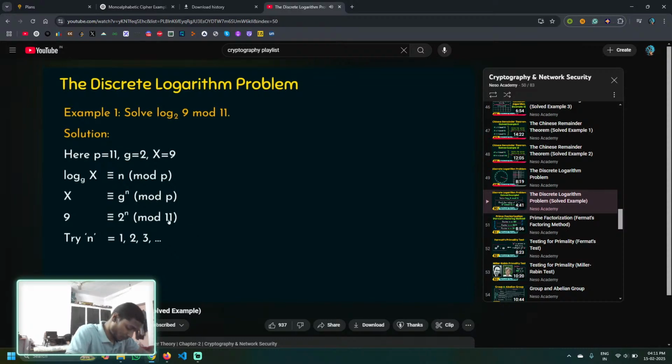Let's try 1. 2 power 1 is 2, and 2 mod 11 is 2, so it's not 9. Then let's try 2. 2 power 2 is 4, and 4 mod 11 is 4, so this is an invalid congruence. Let's try 3. 2 power 3 is 8, and 8 mod 11 is 8. 2 power 4 is 16, and 16 mod 11 gives remainder 5. So 2 power 4 mod 11 is equal to 5, and this is also an invalid congruence.